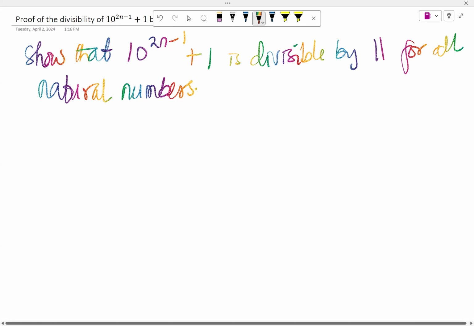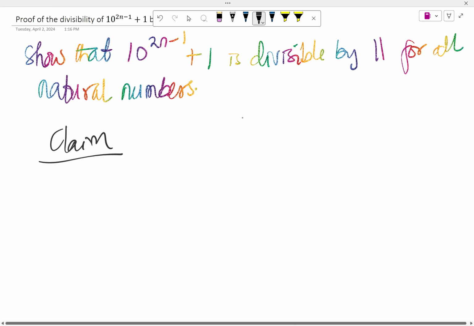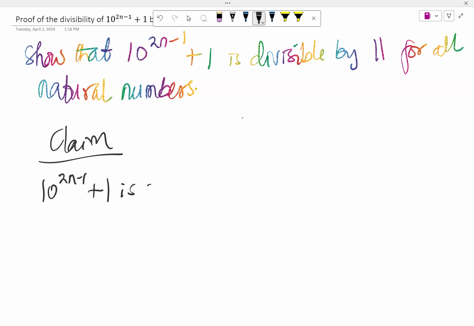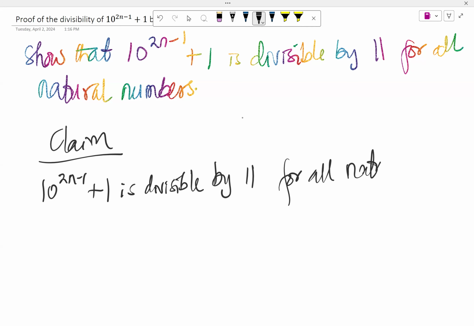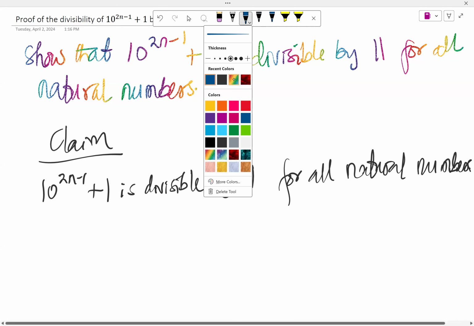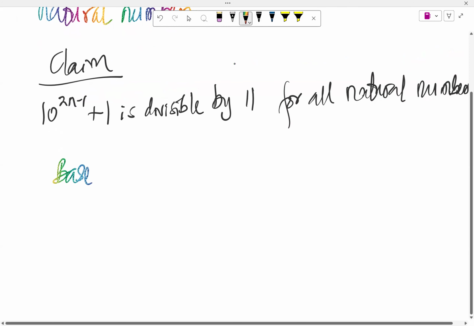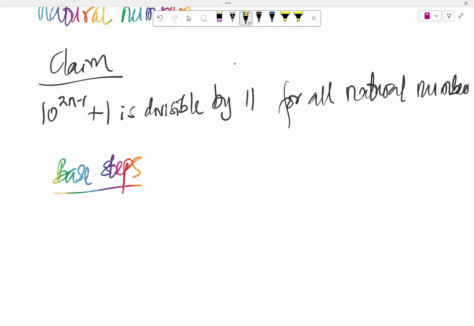You state the claim. So the claim here is that 10 raised to power 2n minus 1 plus 1 is divisible by 11 for all natural numbers. That's the claim. And then we have the base step, where you use the smallest values of n, starting from 1, to check.